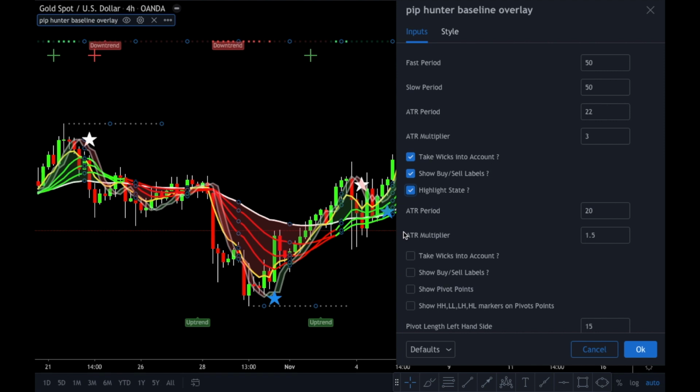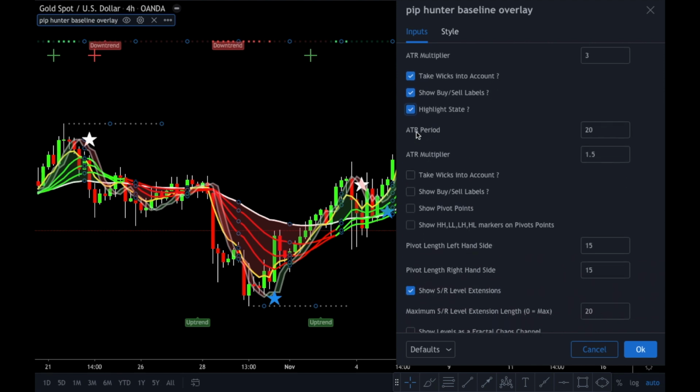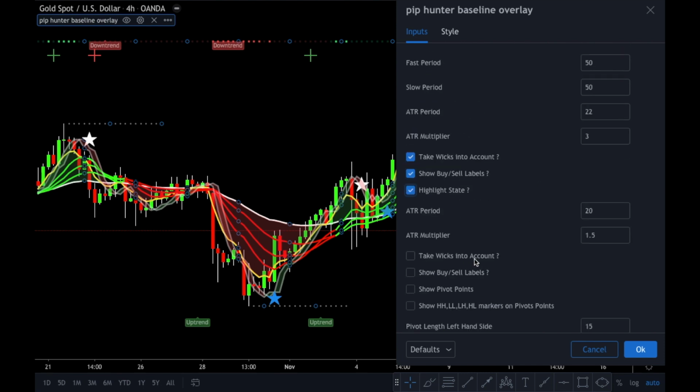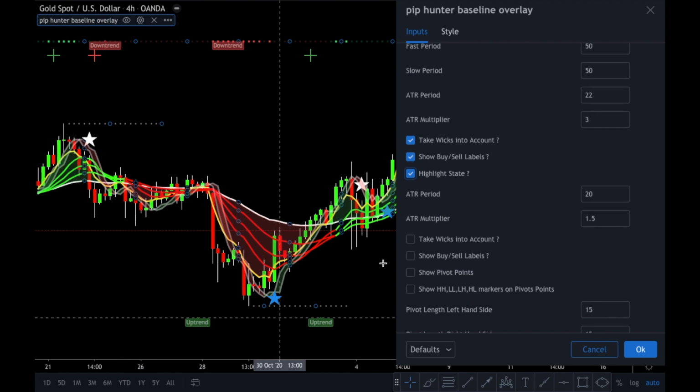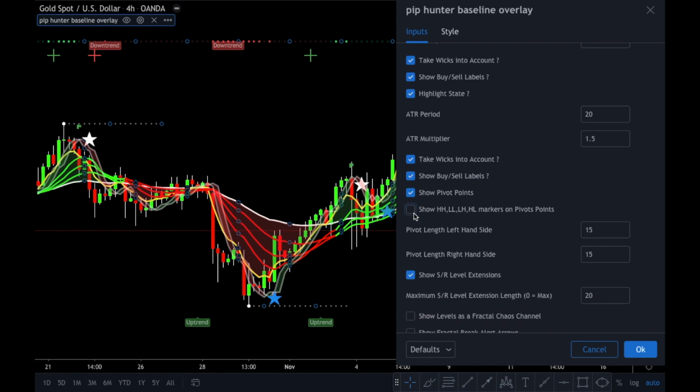You've got highlight state as well. You've got another ATR period here, which is 20. You've got an ATR multiplier, which is 1.5. And there are 2 ATR multipliers, as you can see inside this. This is another one. Once again, all built into what is coded within the baseline overlay. So you can switch ticks on, show buy and sell signals, show pivot points, and switch this one on. Usually I just have most of these on anyway.